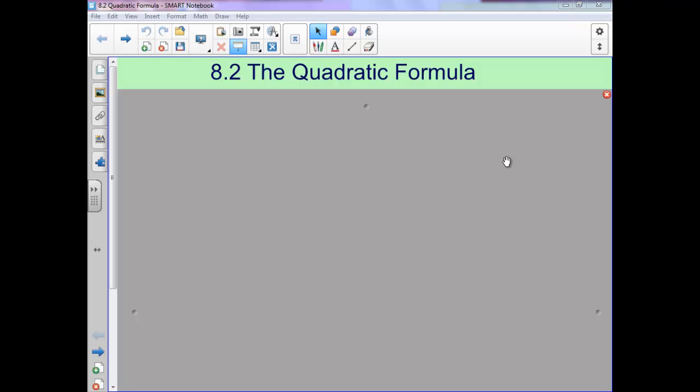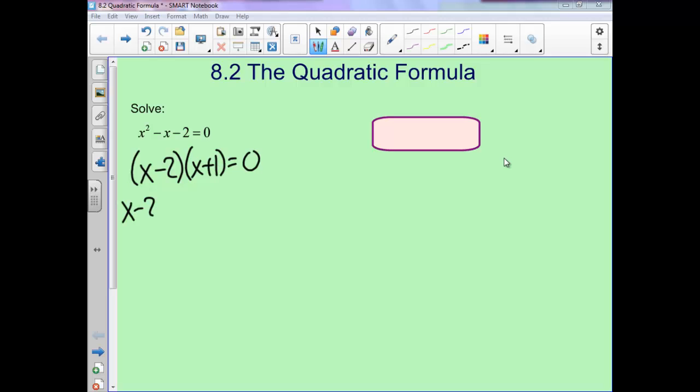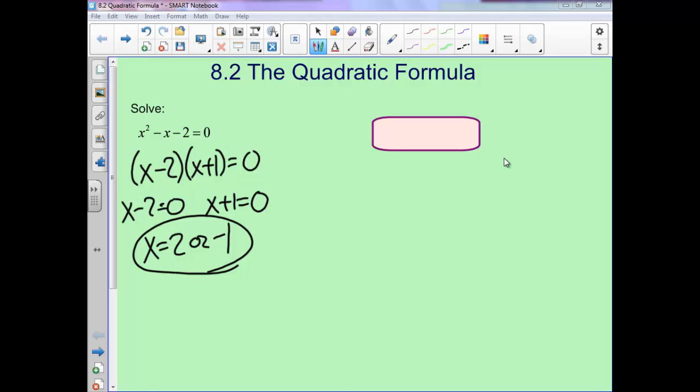So this section is the quadratic formula. First we're just going to refresh our memory. Before, when we had a quadratic we wanted to solve, we solved by factoring. So this will factor into x minus 2, x plus 1. So we'll have x minus 2 is 0, or x plus 1 is 0. And we would get our two answers.